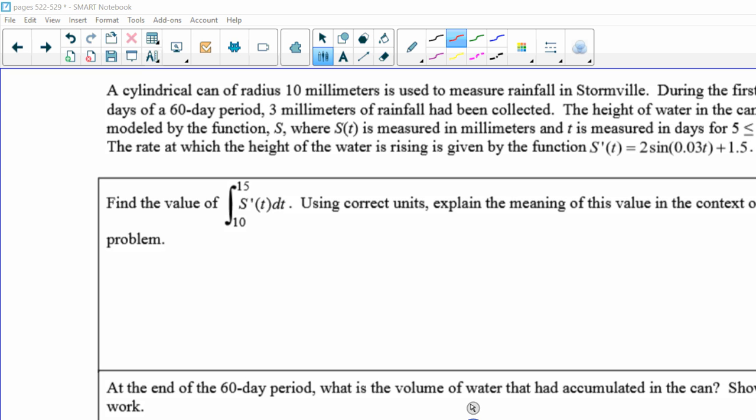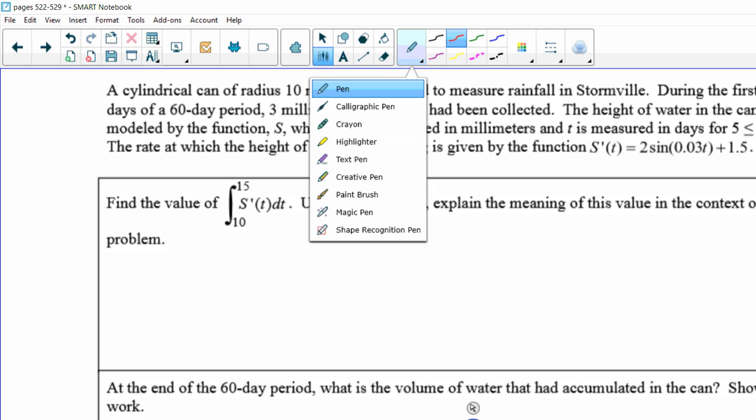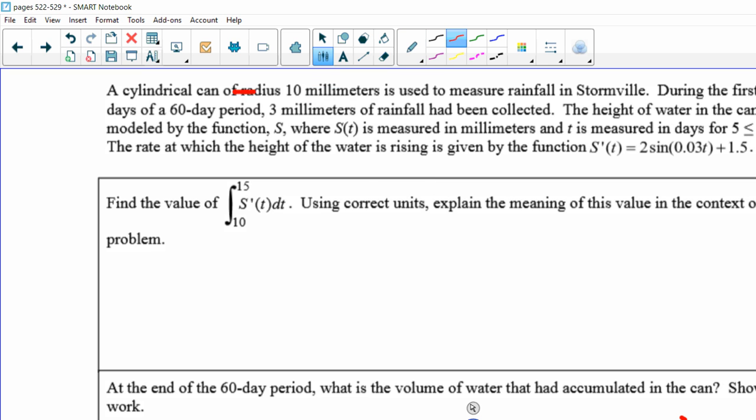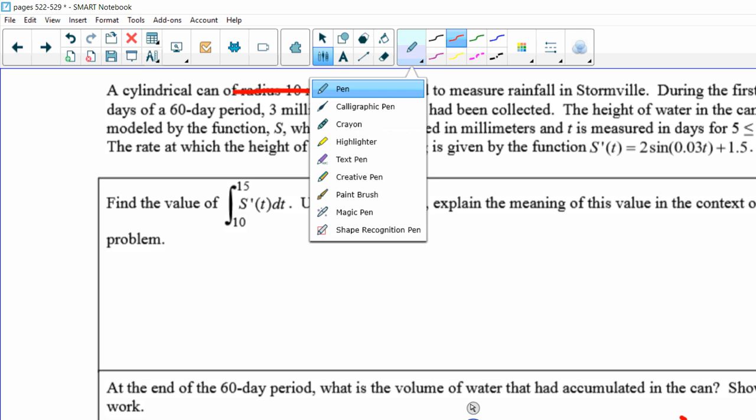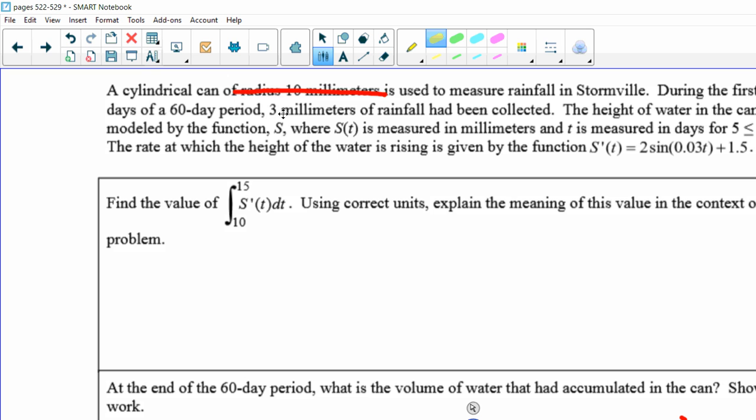A cylindrical can of radius 10 millimeters is used to measure rainfall in Stormville. Incredibly unique name. During the first 5 days of the 60-day period, we know that 3 millimeters of rainfall had been collected.